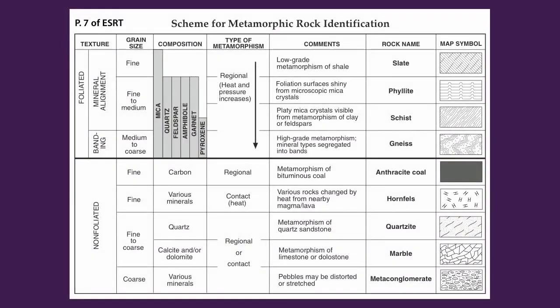Of course, all of this is summarized in your reference tables on the metamorphic rock chart on page 7. And you'll notice type of metamorphism, composition, what minerals are involved, how big the crystals are, whether it has banding or not, the names of the rock, and the map symbols. And of course, we'll learn lots more about this chart in detail in the coming days.